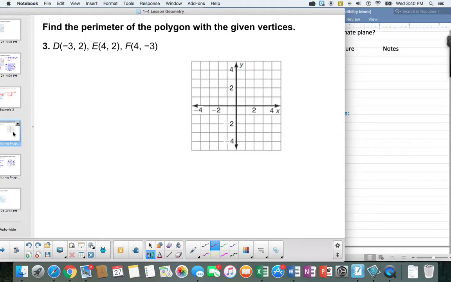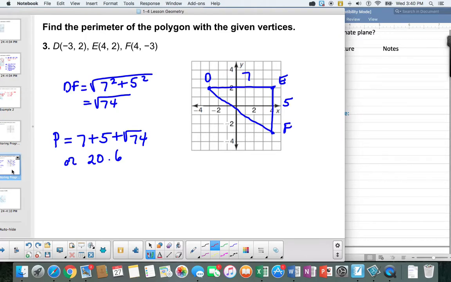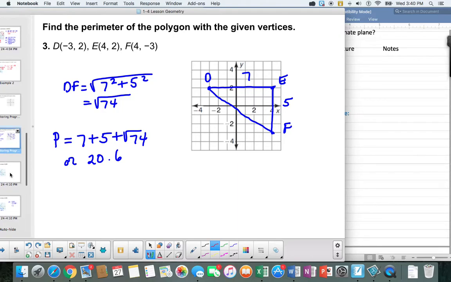Okay, you try it. Stop the screencast when you're ready. Go ahead and restart and look at the answer. Here is the answer. I figured out the lengths of the vertical and horizontal sides. I used the Pythagorean theorem to figure out the hypotenuse, and then I added all these up.